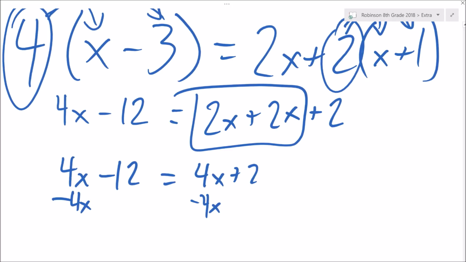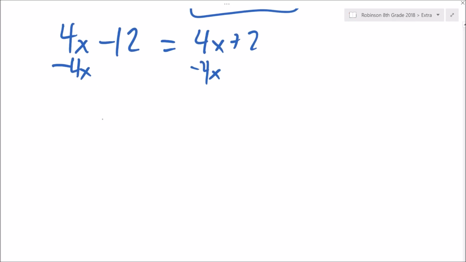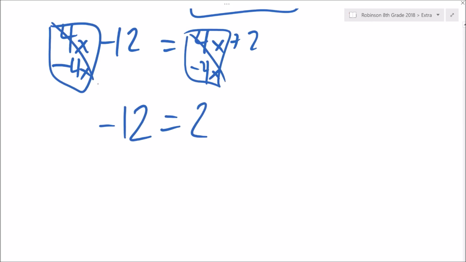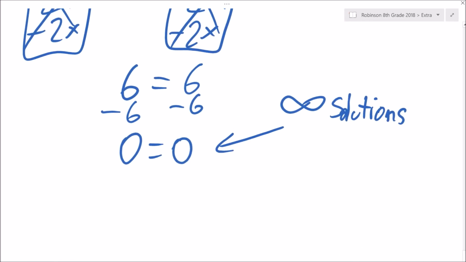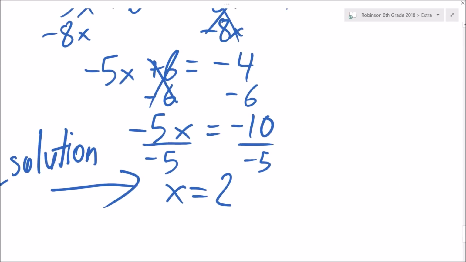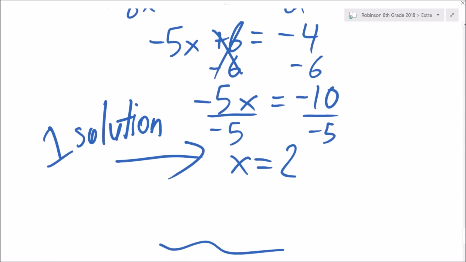Subtract 4x from both sides, and I wind up with negative 12 is equal to 2, because these x's all cancel out. Now, we know that this is not true, so what it means is any value we plug in for x can't make this equation work. There is no solution. And for right now, in our math class, those are the 3 different solution types. We either have no solution, we have infinite solutions, or we'll have one solution. We'll get into other kinds later on.